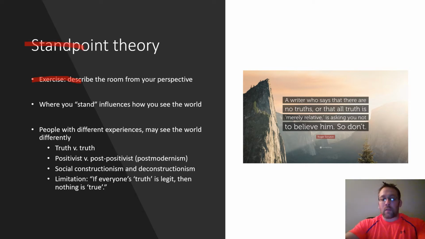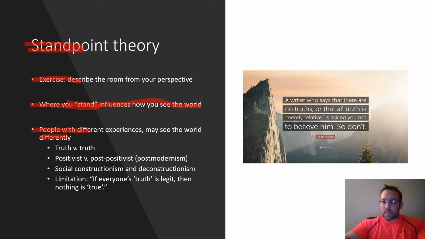So what standpoint theory says is that where you stand influences how you see the world. In the classroom exercise, where I physically stand in the room influences how I see it. Standpoint theory gets metaphorical. Where you are in the world, your experiences, shape how you see the world. Your age, your race, your sex, your sexuality, your parents, your background. All these things shape where you metaphorically stand in the world. And so your view of the world is going to be different than my view of the world based on where we stand. So people with different experiences see the world differently. This is true.